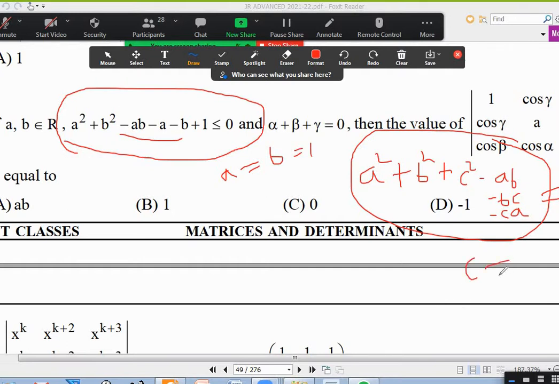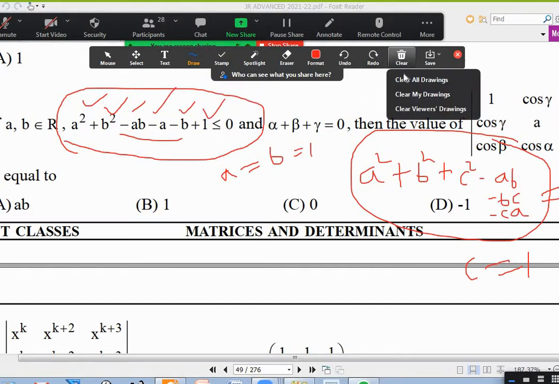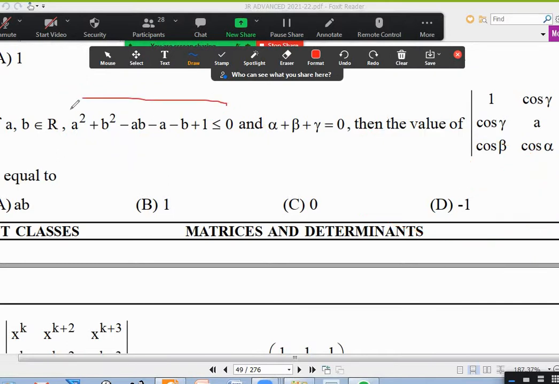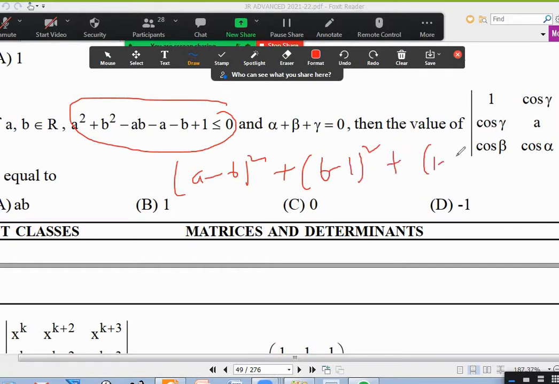That and these are the same. You take c equal to 1 in this above expression. When you take c equal to 1, what will happen? You will get a square plus b square plus 1 minus ab, minus bc will become minus b, minus ca will become minus a. So that means this given expression can actually be written as (a minus b whole square plus b minus 1 whole square plus 1 minus a whole square) by 2.